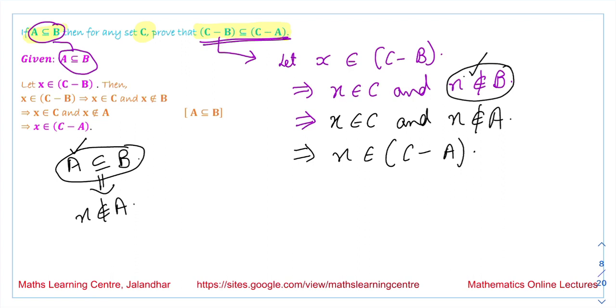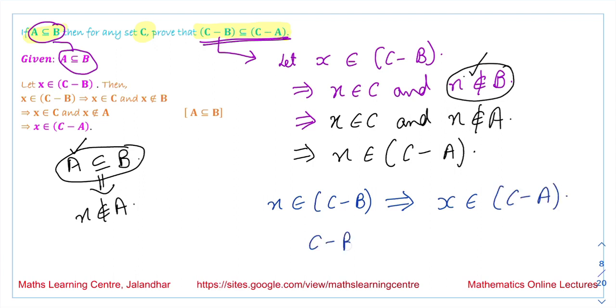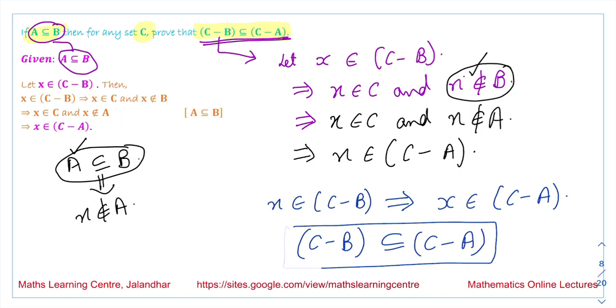And this is what we have to prove. We are saying that x belongs to C minus B implies x belongs to C minus A. So what we get is that C minus B is a subset of C minus A. This is what we have to prove.